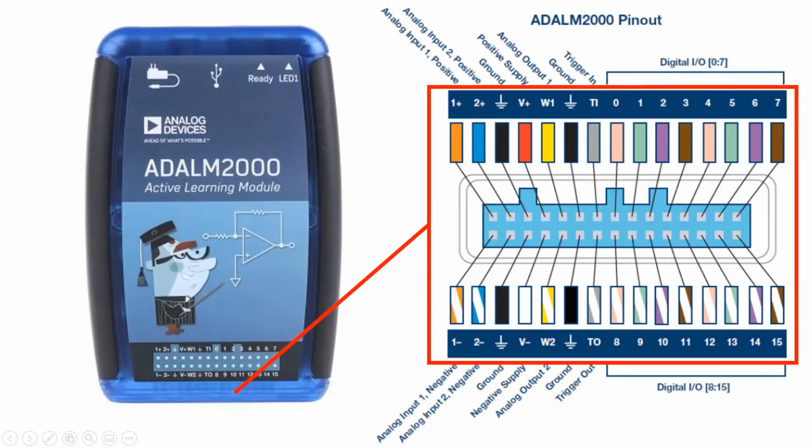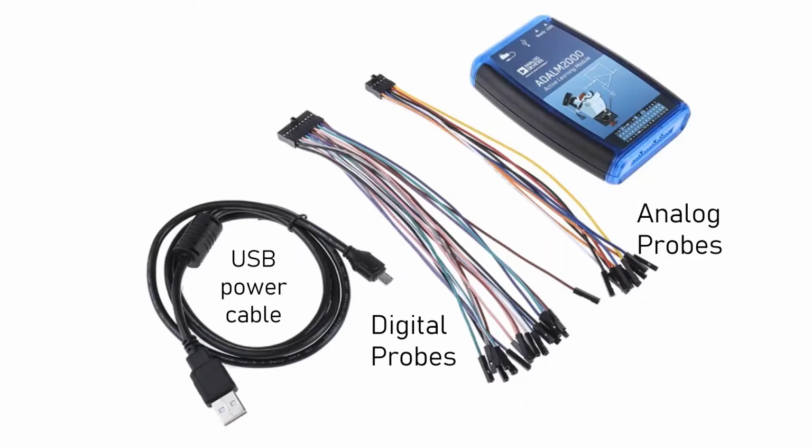This pinout diagram represents the pins located at the bottom of the ADALM2000 or M2K device. This pinout is also located on the bottom front of the device for easy reference. The M2K also comes with a USB power cable to plug it into your computer, as well as 2 different wire set combinations that plug into these pins, one for digital devices and the other for analog devices. A more detailed implementation of the analog probes will be shown in the next video.